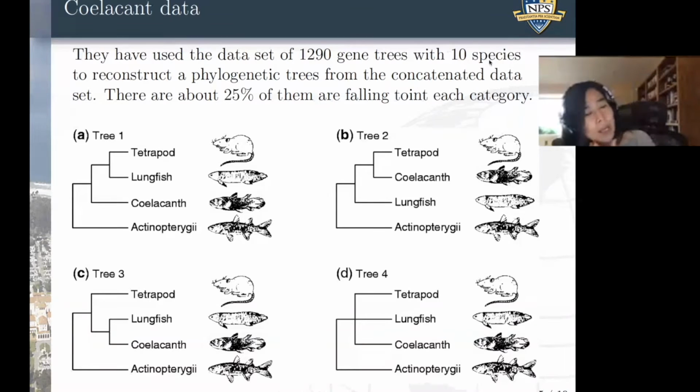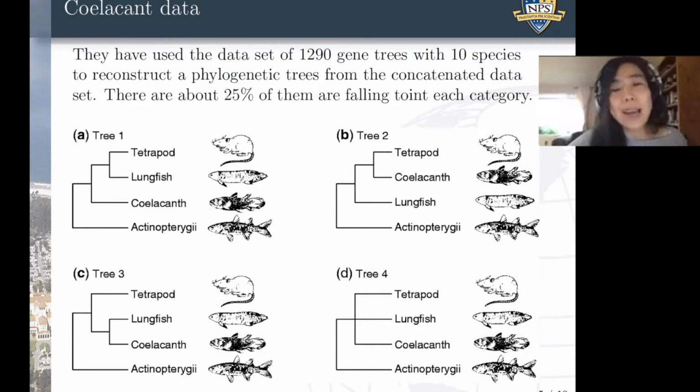The original paper looked at all the gene trees and at the tree topologies of each gene tree. Basically, we have 4 kinds of gene trees like this: tree 1, tree 2, tree 3, tree 4, and the gene tree topologies are about uniformly distributed.